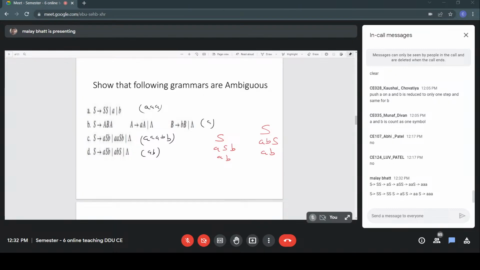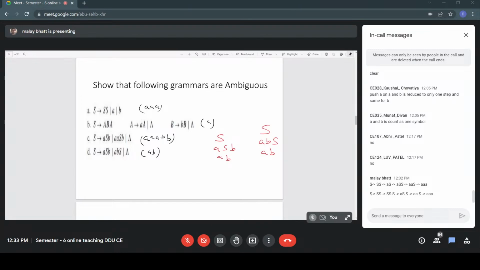You can see two different leftmost derivations. We have two different leftmost derivations for the same string A. In the first one, we are replacing the first non-terminal S with A immediately, while in the second alternative, we are replacing the first S with SS in the first step. So both are leftmost derivations. You can see that.